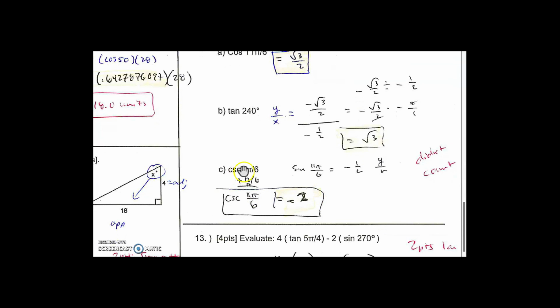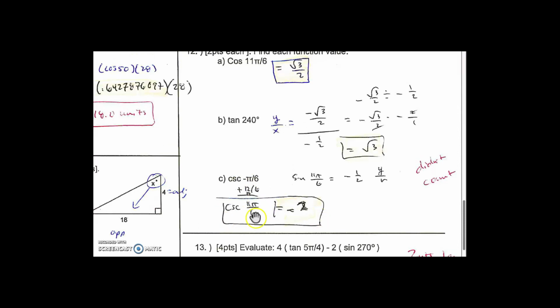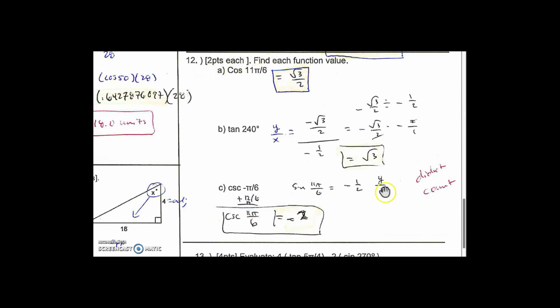And cosecant of negative 11 pi over 6, just find a coterminal angle. So there I'm going to add a full circle. 12 pi over 6 gives me sine of 11 pi over 6. And there you have negative 1/2. And then you just take the reciprocal of that and it gives you cosecant, which is negative 2. So again, I didn't count anything on question number 12 because I wasn't very specific.